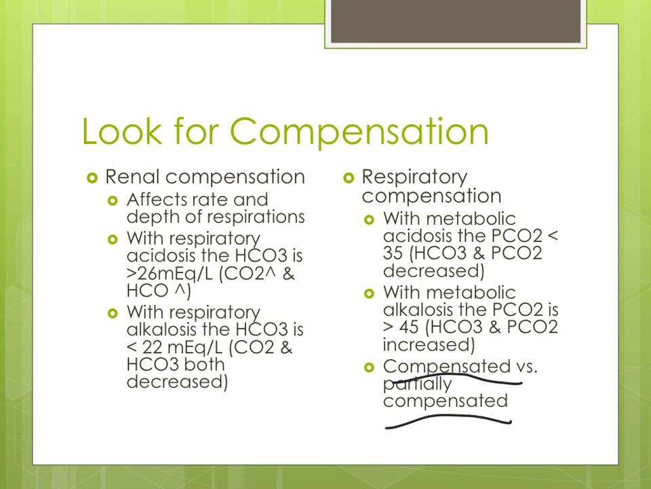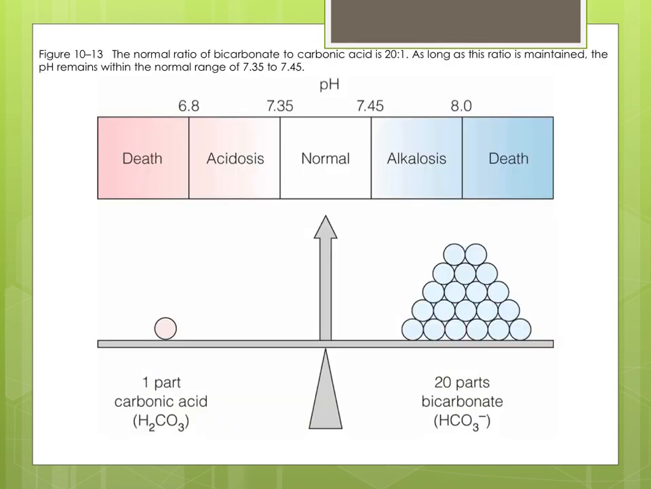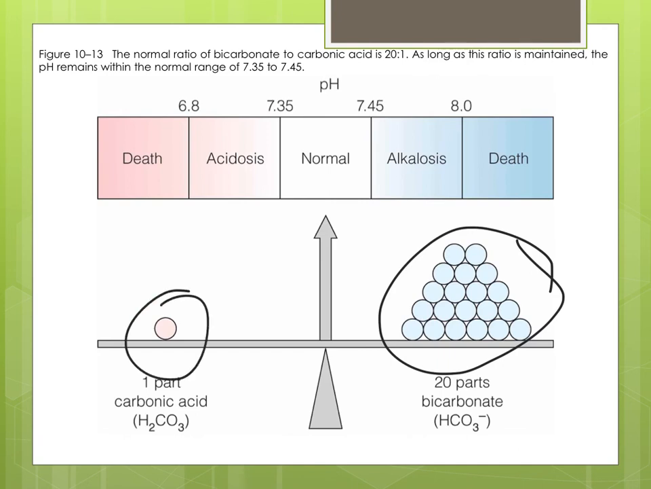Just a little refresher, this is showing you on a scale of where we like to be. We like to be between 7.35 to 7.45, and we accomplish this by having 20 bicarbs to 1 carbonic acid. When this is not the case, then our ratio is not maintained and our pH will fall out of normal range.